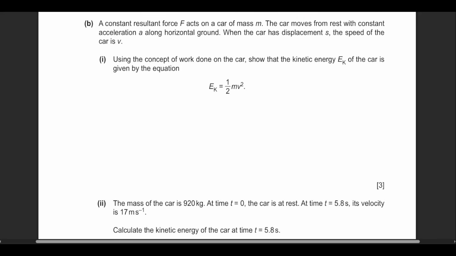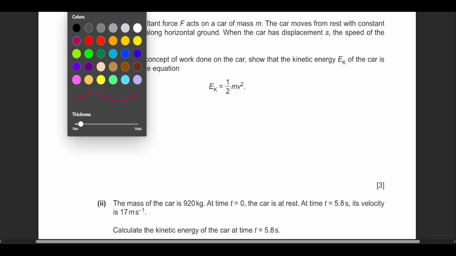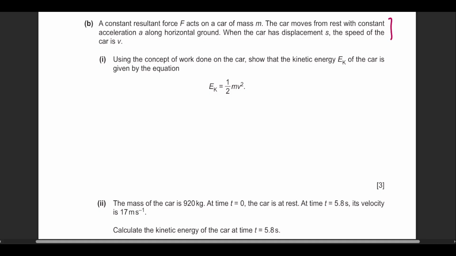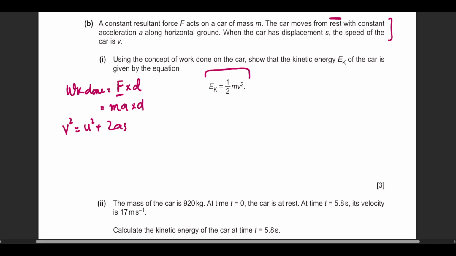A constant resultant force F acts on a car of mass m, and he's wanting you to prove that the kinetic energy can be found using this logic, and it ends up at this location. So we start with the idea that the work done is simply force times distance, and we can replace force with ma. For the acceleration, we need to use this equation, which is v² = u² + 2as. And since the car starts from rest, the initial velocity becomes 0.